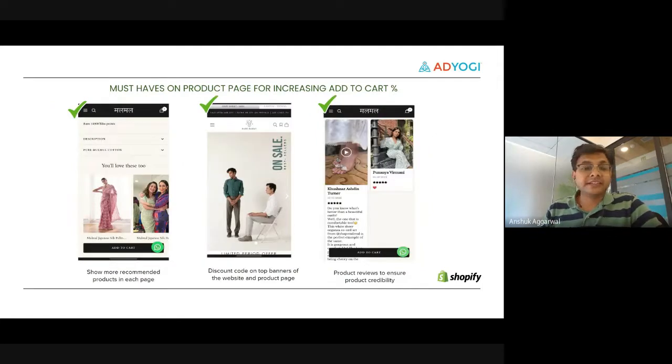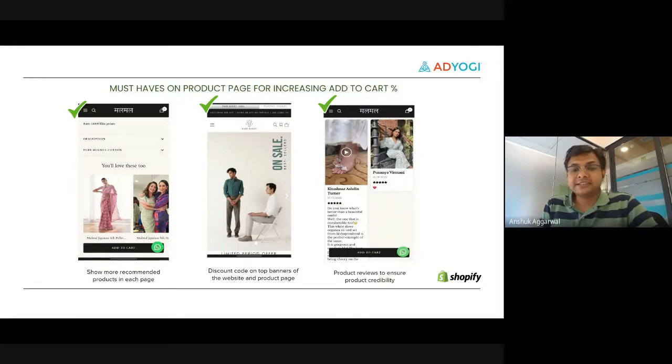A few other interesting things on the product page which are not so obvious: the recommended product section is very, very important because most of your traffic lands on the product page. They may not have seen other products on your website. And very few people actually go to the hamburger menu on the top left and click on it, and then go back to the home page and then select another product and go to the product page. So recommended products is super impactful.